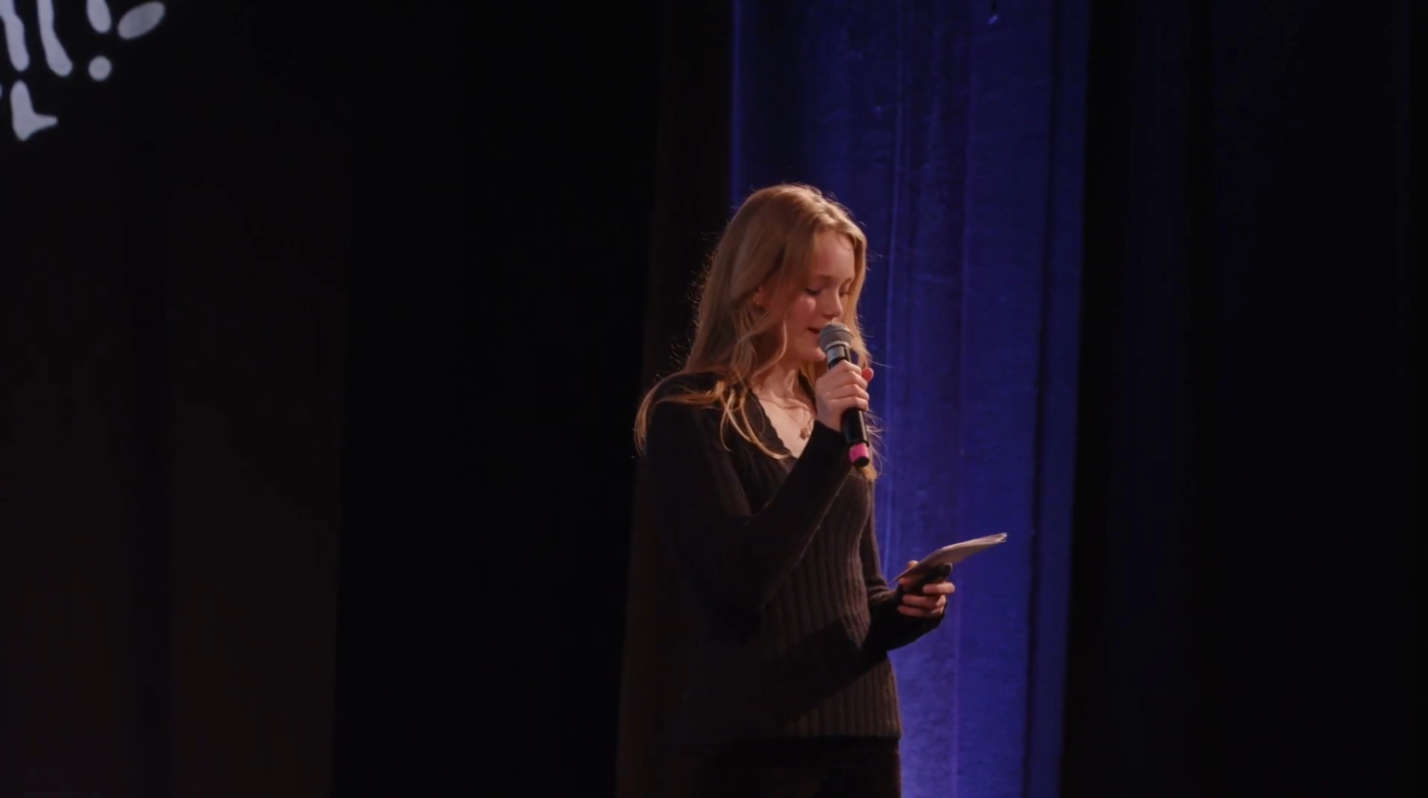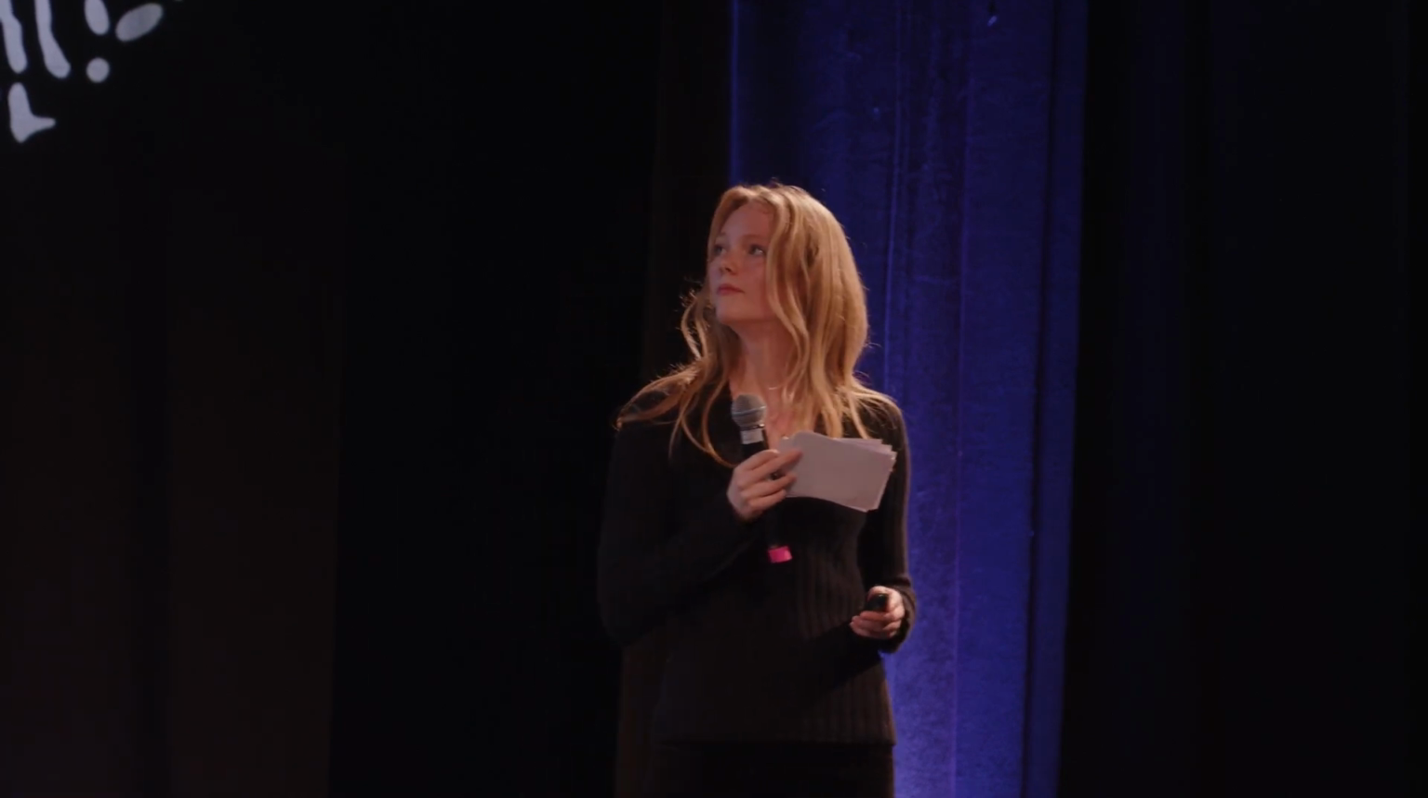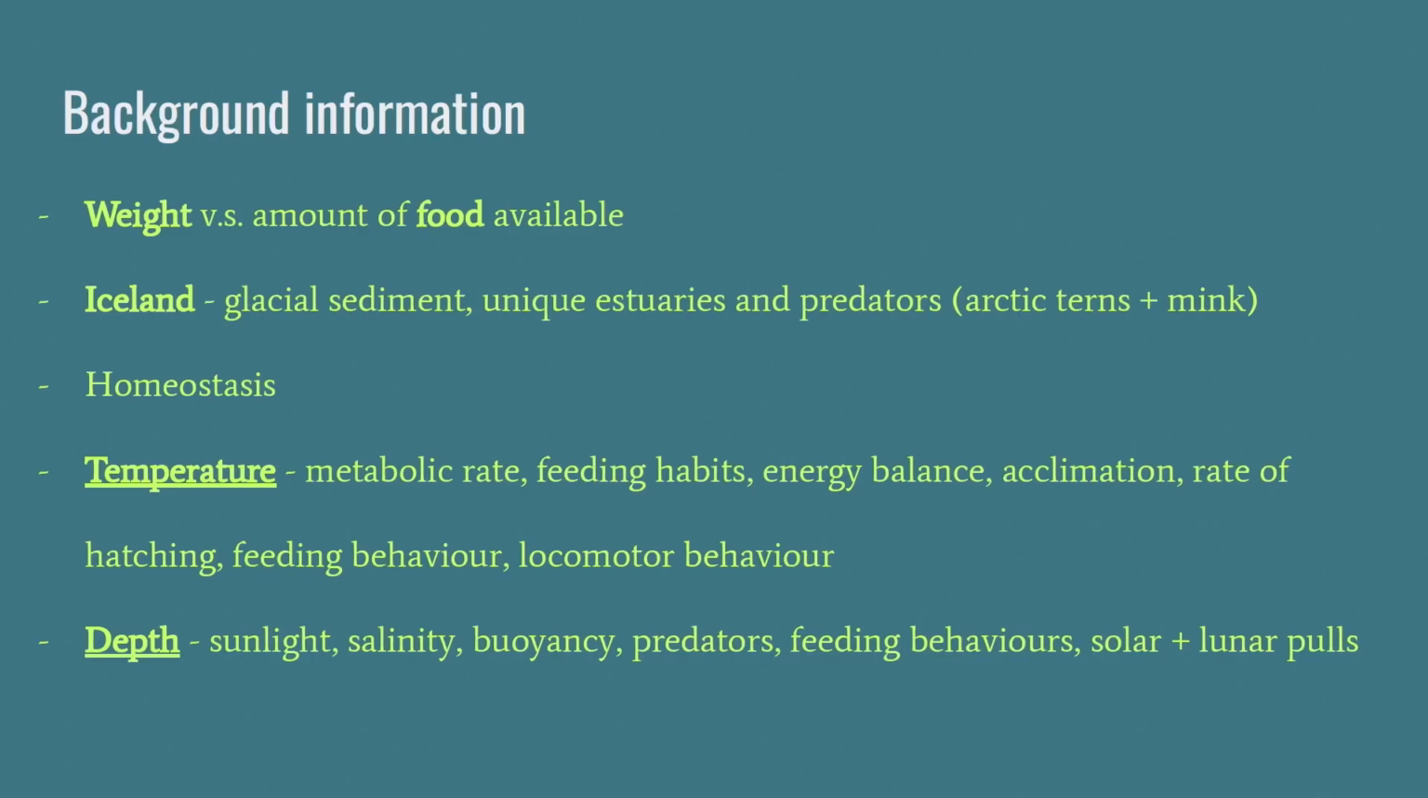Temperature has an effect on their metabolic rate, their feeding habits, their energy balance, and their locomotor behavior. Large deviances in this temperature will eventually cause acclimation. For example, this is like changes in the metabolic enzymes in the fish. This will also affect the rate of hatching, which in turn changes the migratory behavior of the fish.